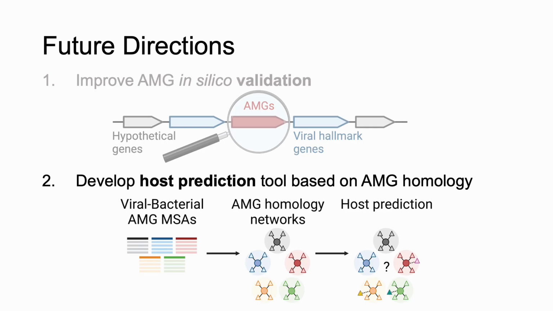Second, a major roadblock in the field of viromics and viral ecology is bacterial host prediction, but AMGs are thought to be derived from their host counterpart metabolic genes. So one strategy that I propose is to use AMG homology to create bacterial viral networks that could potentially link phage to their hosts.